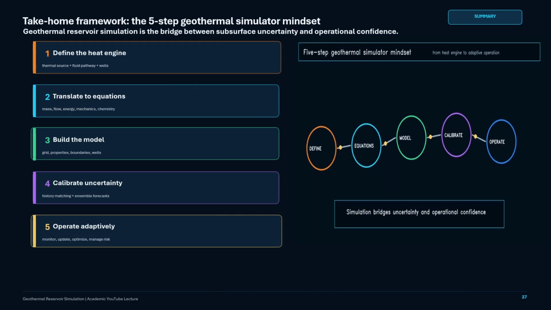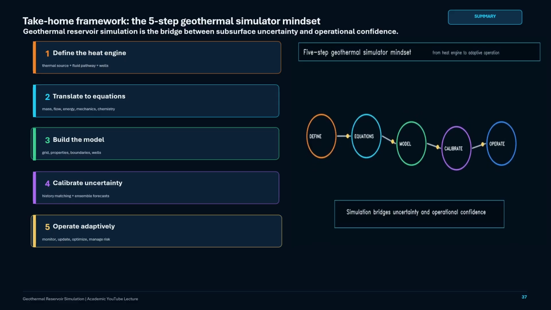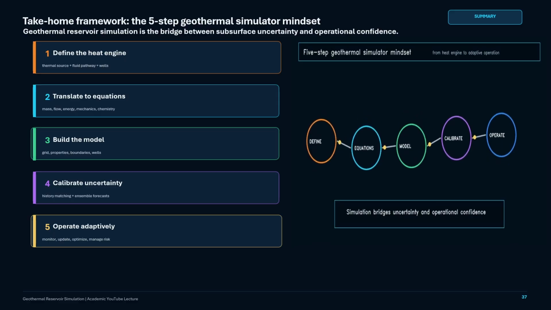Let us summarize the 5-step geothermal simulator mindset. Step 1. Define the heat engine, including heat source, fluid pathway, and wells. Step 2. Translate the system into equations for mass, flow, energy, mechanics, and chemistry. Step 3. Discretize the system with a grid that resolves the important physics. Step 4. Calibrate the model using pressure, temperature, production, tracer, and monitoring data. Step 5. Use the model for decisions under uncertainty.